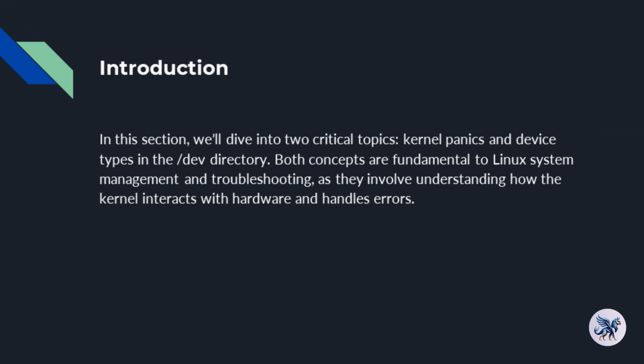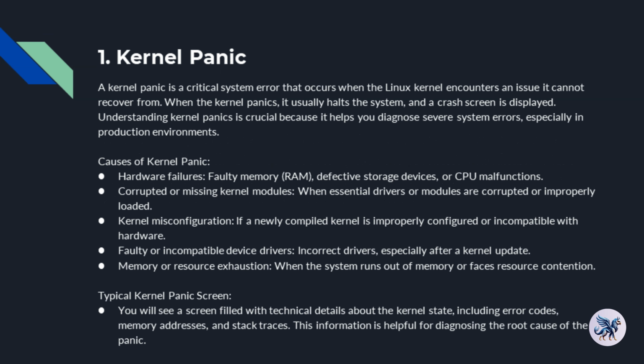In this section, we'll dive into two critical topics: kernel panics and device types in the /dev directory. Both concepts are fundamental to Linux system management and troubleshooting, as they involve understanding how the kernel interacts with hardware and handles errors. A kernel panic is a critical system error that occurs when the Linux kernel encounters an issue it cannot recover from. When the kernel panics, it usually halts the system and a crash screen is displayed.